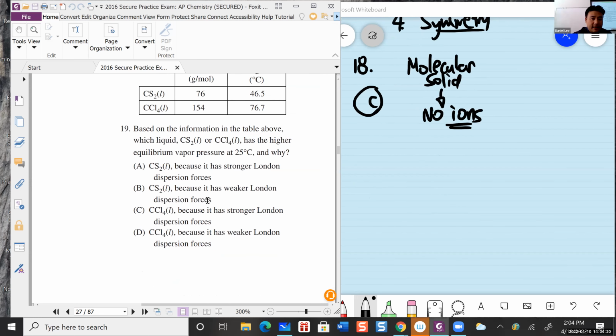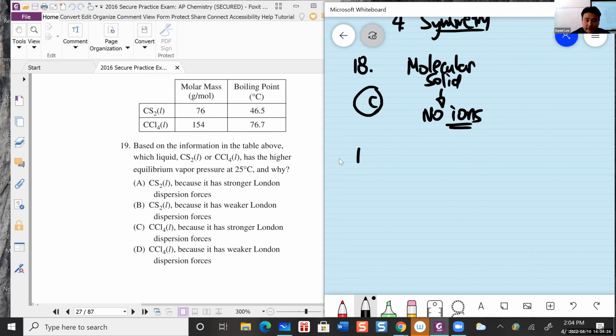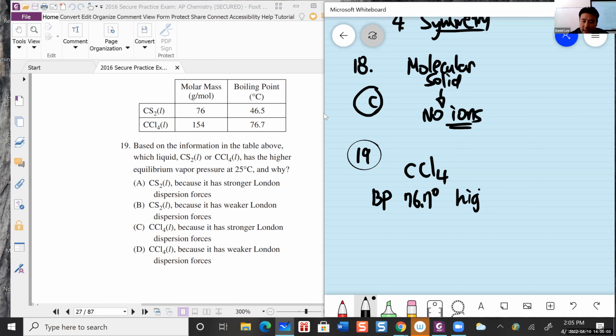So far we have quite a bit of intermolecular force. 19 is also intermolecular force, yeah? So for 19, based on the information, which liquid has higher vapor pressure? The liquid that has a stronger intermolecular force will be harder to vaporize. So the one with stronger intermolecular force has lower vapor pressure, harder to vaporize. So who has stronger intermolecular force? Look at the boiling point. CCl4, the boiling point tells you that it has stronger intermolecular force because the boiling point is greater. So CCl4 has stronger intermolecular force and therefore has lower vapor pressure.